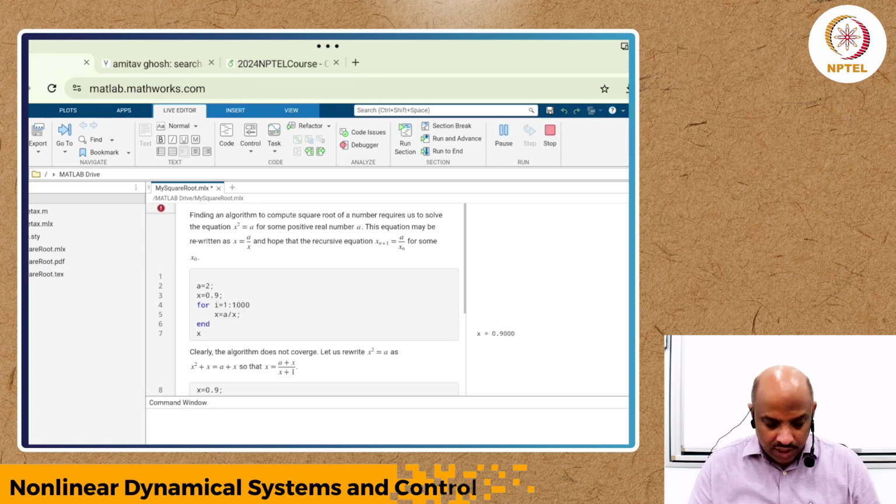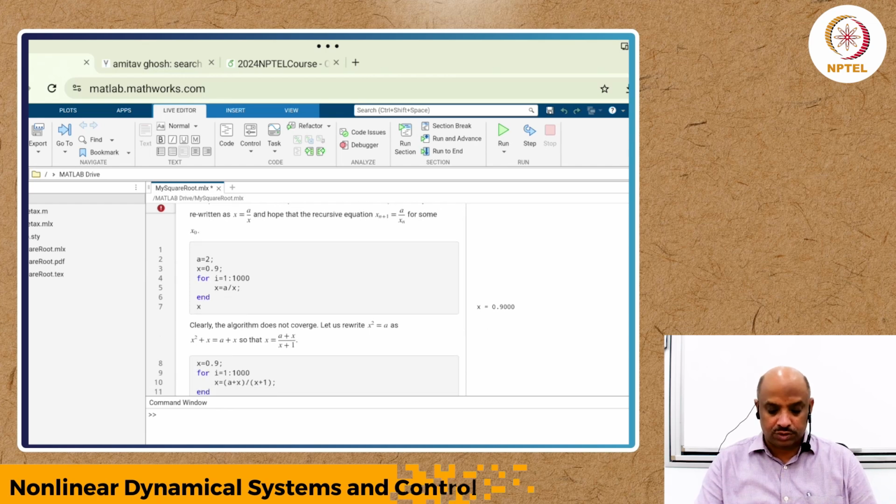I didn't write this code in such a way that it shows the entire set of steps. There are 1,000 steps I've chosen. You can sit down and think about it yourself. Basically, 2 by 0.9 is approximately 2.22 or something like that. And then when you go through the second recursion, you'll get 0.9, and then you'll keep shifting between 0.9 and 2.22 for as many times as you run this particular program. So if you choose the number of steps as 1001, you would have seen the answer.